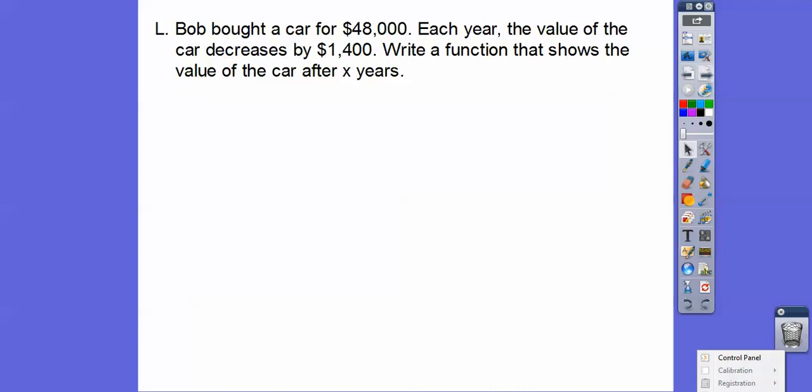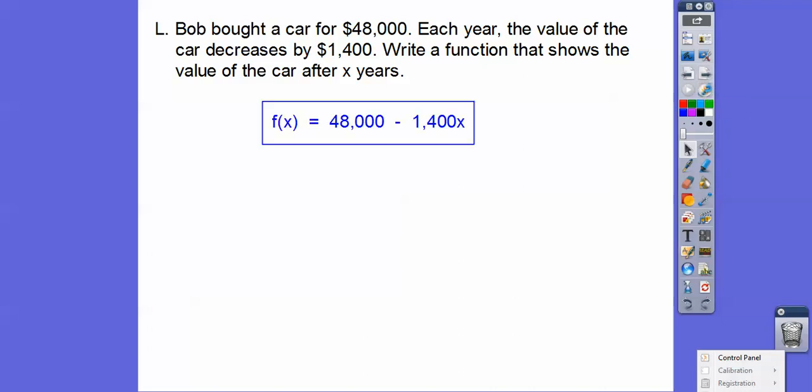All right, so Bob bought a car for $48,000. Each year, the value of the car decreases by $1,400. Write a function that shows the value of the car after x years. Okay, so it starts at 48,000, so that's where we're going to start, and then each year it's going to decrease by 1,400 bucks.